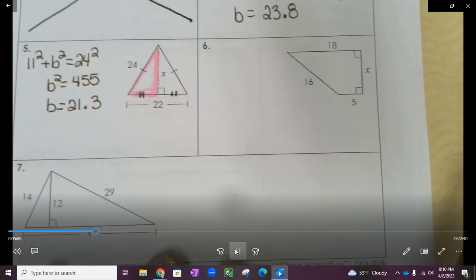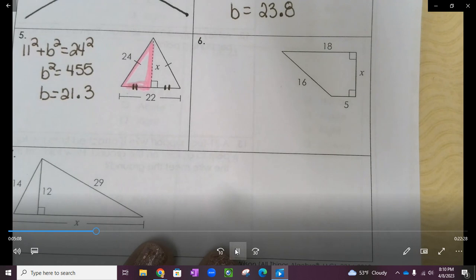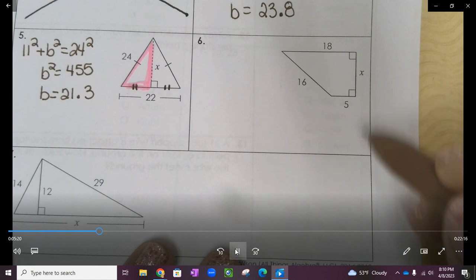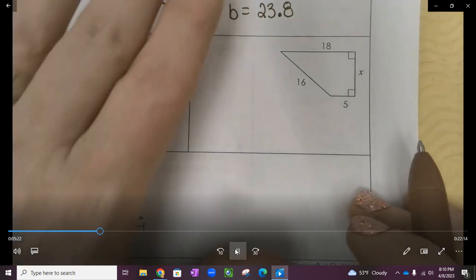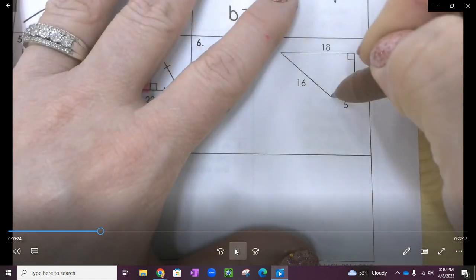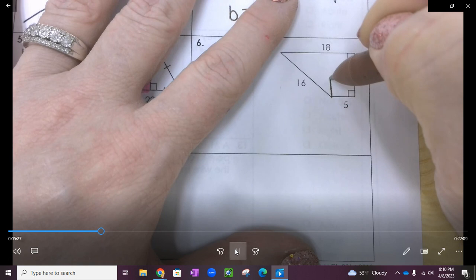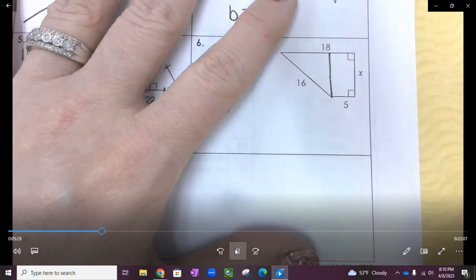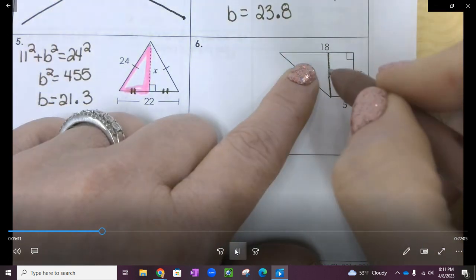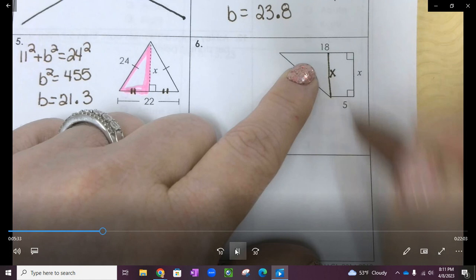Okay, number 6. Now, when you have a figure like this, you have to find a right triangle by figuring out how you can partition off the shape, making different shapes, and our ultimate goal is to find x. Well, for this problem, this is what we're going to do. If I were to draw this piece right here, that piece right there is also x, which is what we're trying to find.